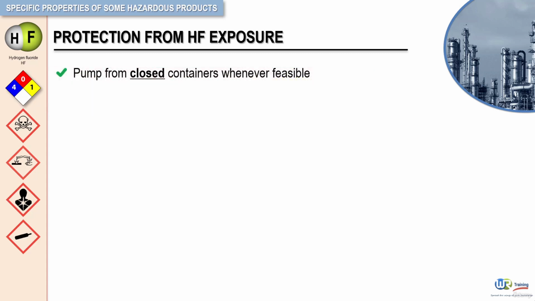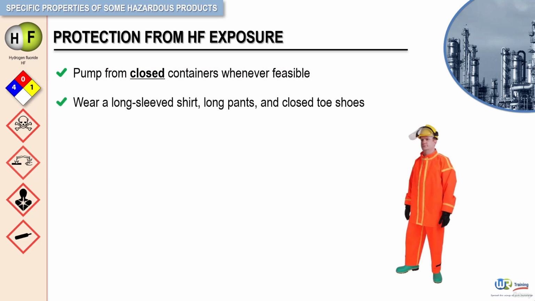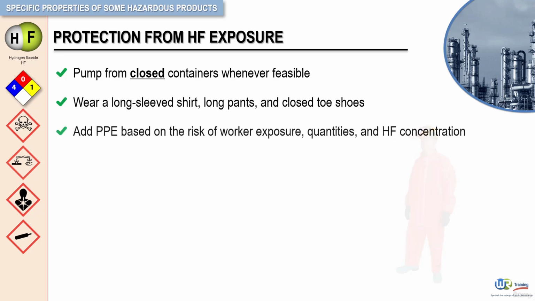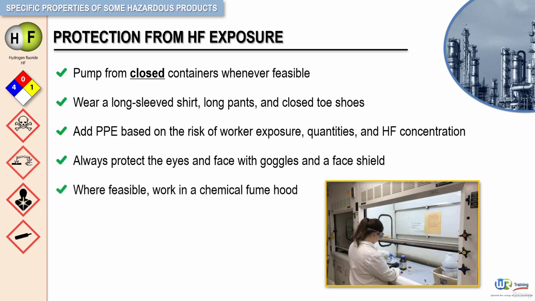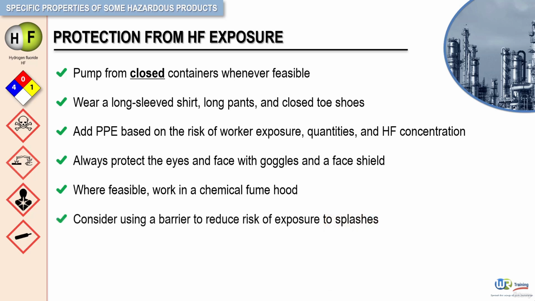Pump from closed HF containers whenever feasible. Wear a long-sleeved shirt, long pants, and closed shoes even when working with small quantities of dilute forms of HF. Add PPE based on the risk of worker exposure, quantities, and the concentration of HF being used. Always protect the eyes and face with goggles and a face shield whenever there is a risk of exposure. And, where feasible, work in a chemical fume hood or use other forms of ventilation that control HF vapor emissions at the source.